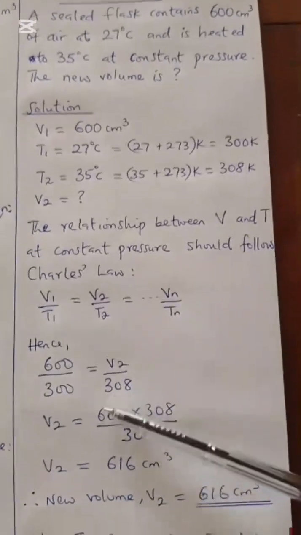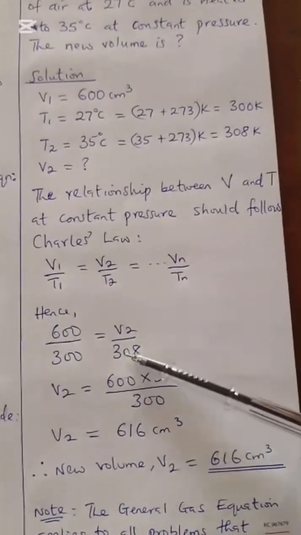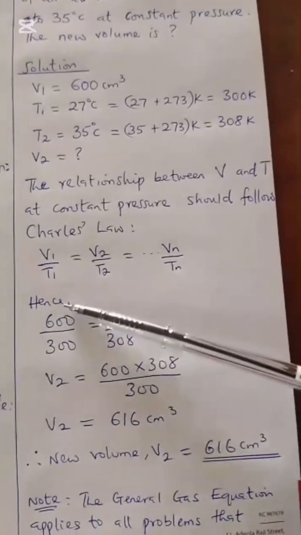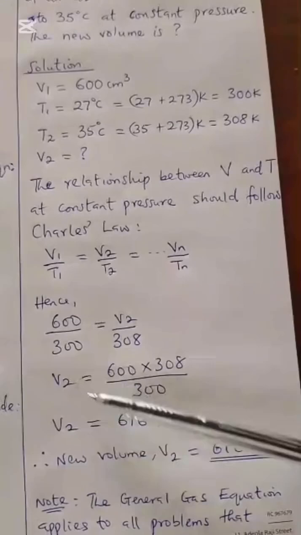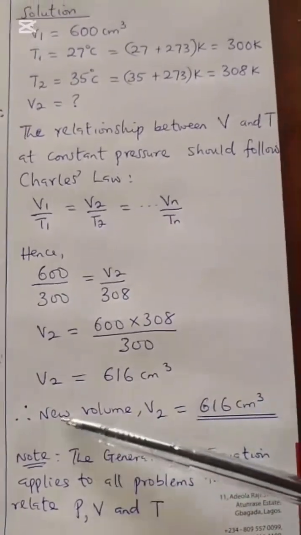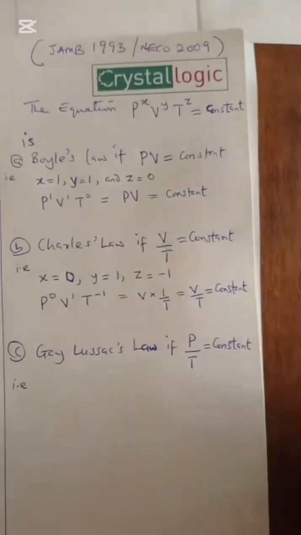T2 is 308. So to make V2 the subject of the formula, 308 comes up here like you're cross multiplying, right? 308 multiplies 600, while 300 remains down as the denominator. By the time you punch this in your calculator, you have that the new volume V2 is 616 centimeter cube. Okay, let's have a quick recap.